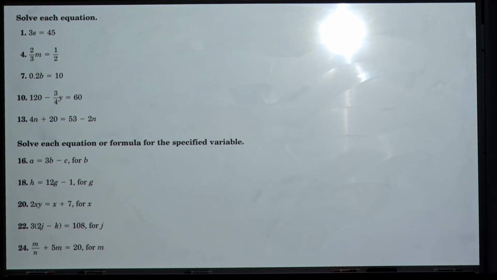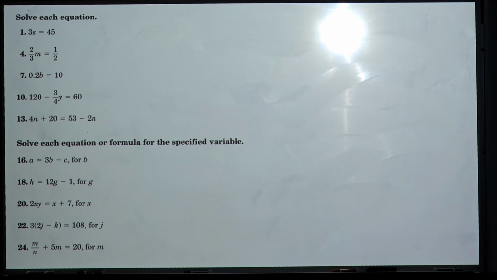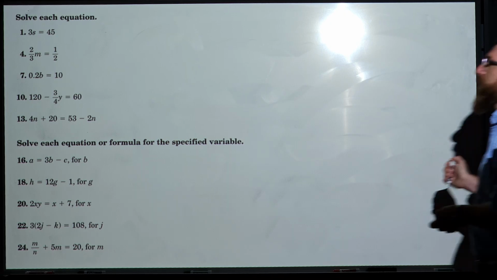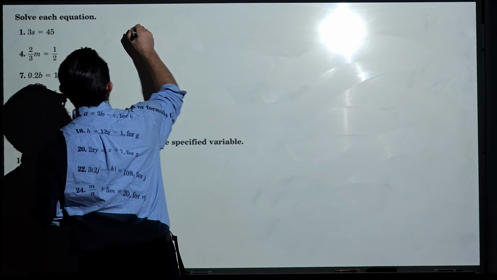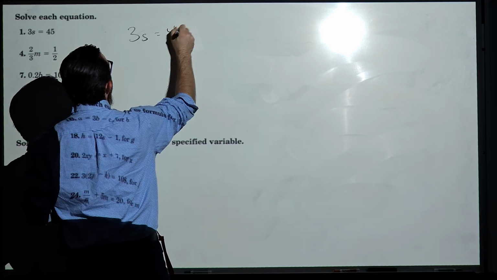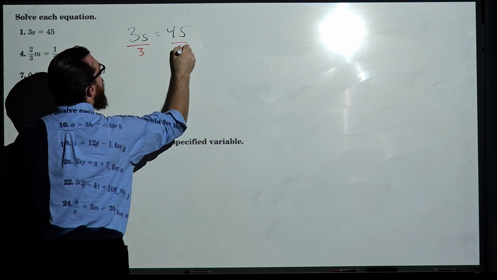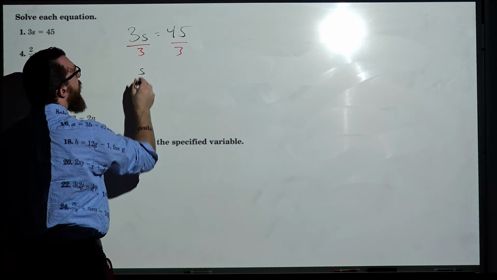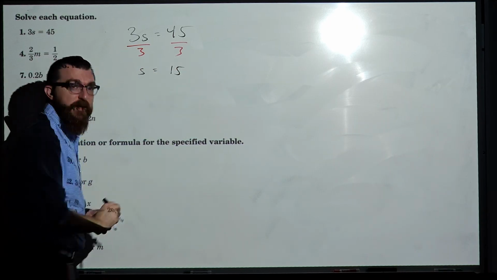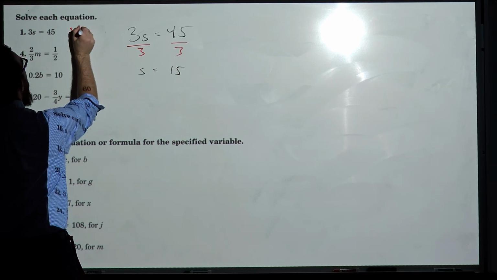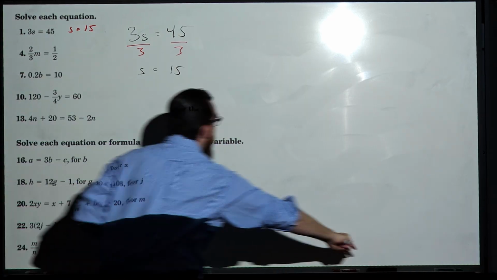This is going to be a solution and answer key for this graded assignment in Algebra 2. First problem, 3s equals 45. This is a simple one-step problem. Both sides need to be divided by 3. 45 divided by 3 is 15, and so s is equal to 15.